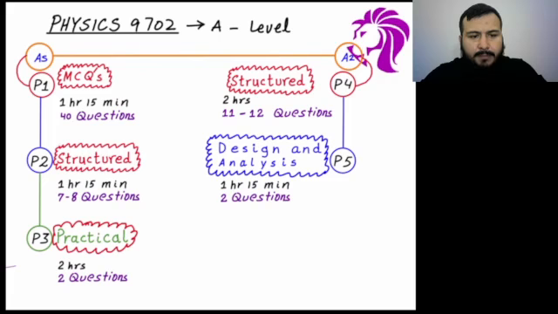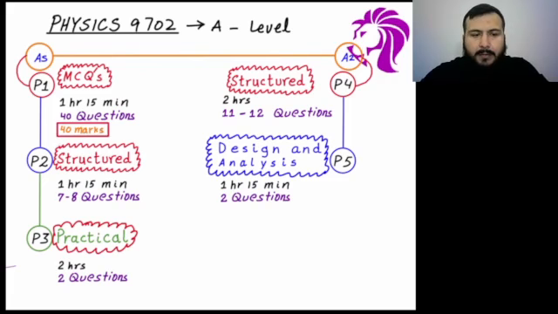If I look at it, paper 5 is more based on paper 3. If you are good at paper 3, if you are good at performing practicals, then definitely that's gonna help you in paper 5 to plan your experiment, to design your experiment, to write your experiment.